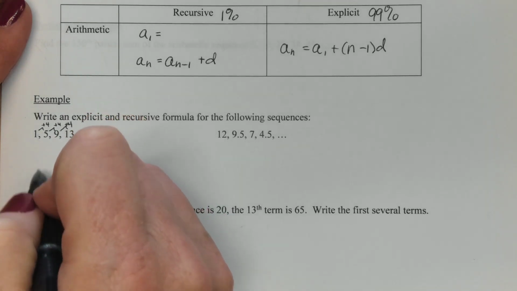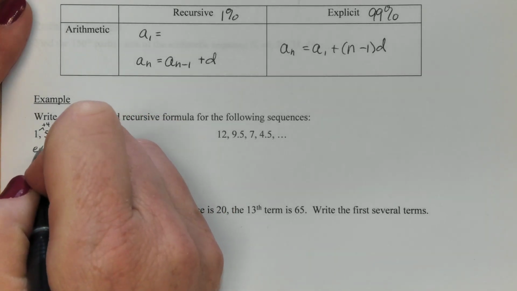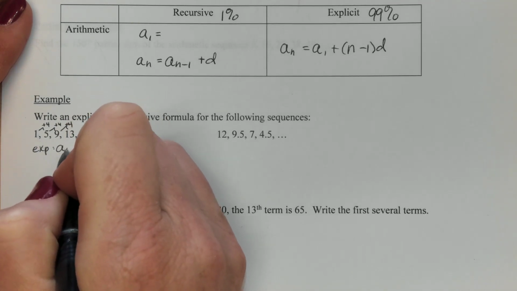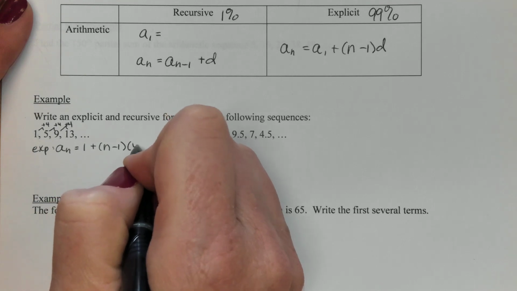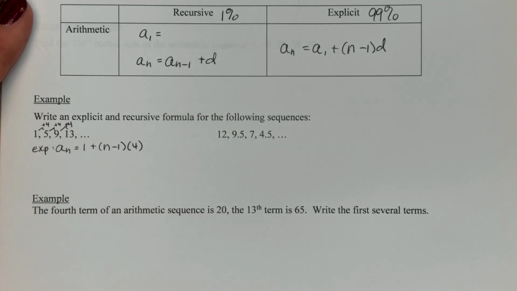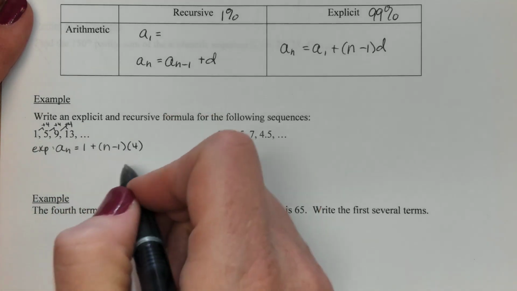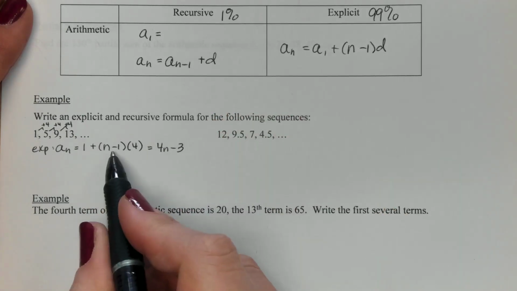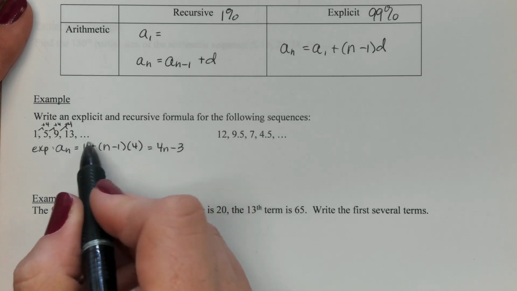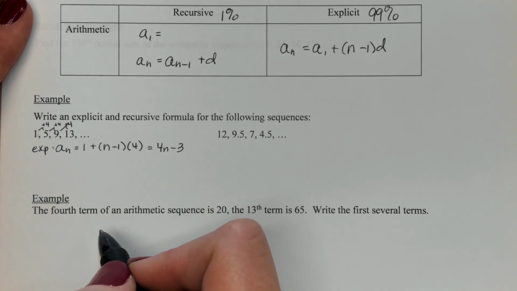So I'm going to write my recursive, I'll write explicit first. It would go a_n equals first term a_1 plus n minus 1, and then common difference is a 4, and that's it. You can distribute the 4. You could simplify. You can come up with 4n minus 3. That is also equivalent, but this is just fine. Just plug in all the numbers where they belong, and you're good to go.